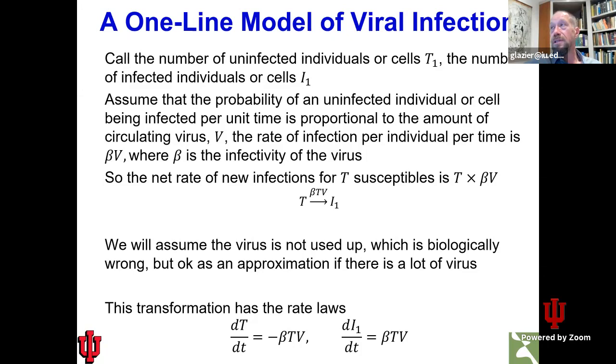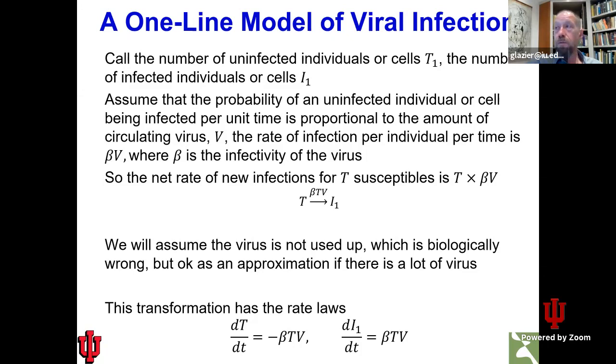Or just T, actually. Let's just say T. Sorry, the 1 is wrong. T is the number of uninfected individuals, cells or people. And we're going to say that they become infected. And we're going to call that number I1. And we're calling it I1 because later on there's going to be an I2.